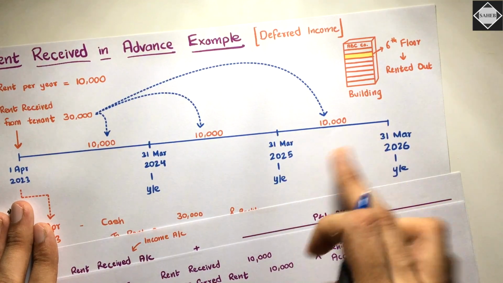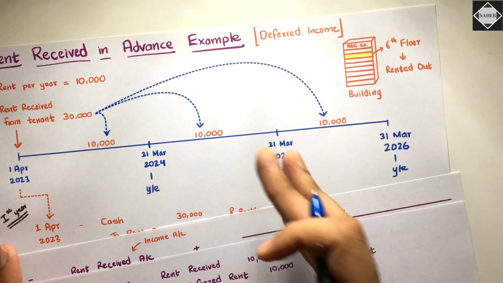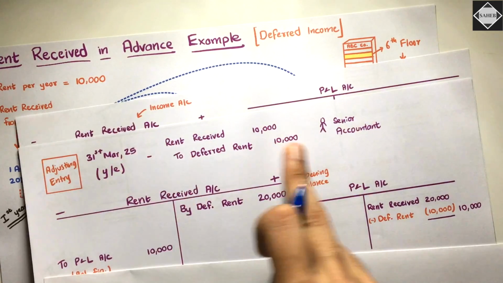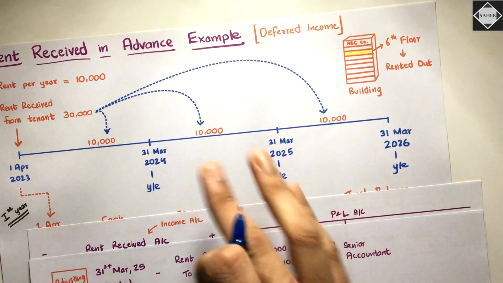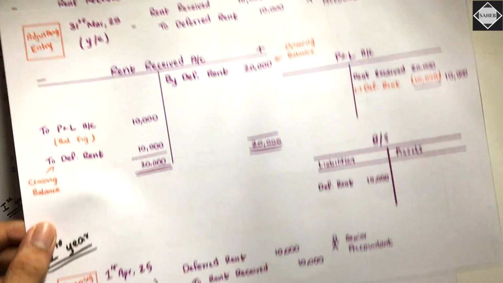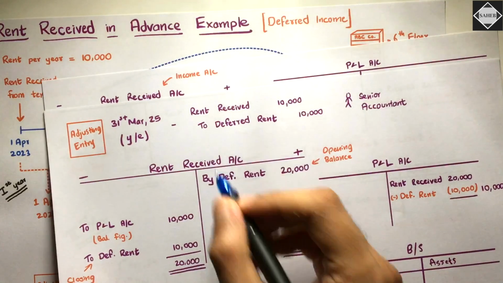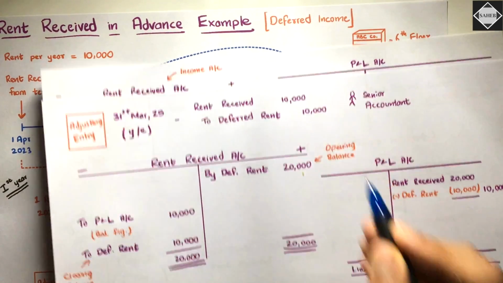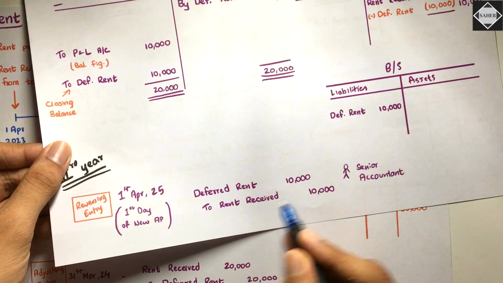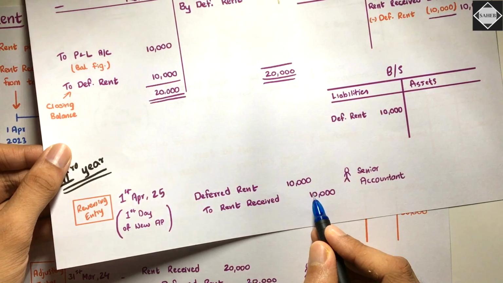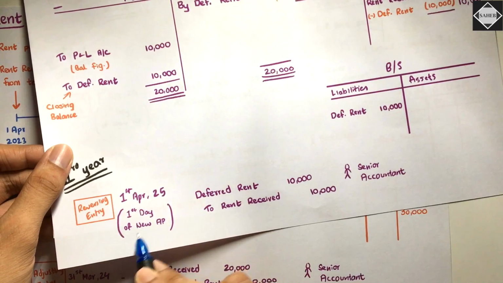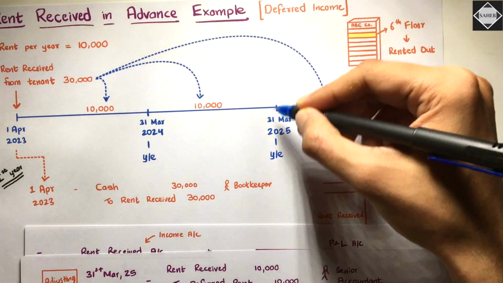And then in the third accounting period, on the first day, you have to pass the reversal entry. You pass this adjusting entry now over here. Right, the next day, you have to pass the reversal entry. Exact opposite. See here, rent received to deferred rent, 10,000, 10,000. See here, deferred rent to rent received, 10,000, 10,000. Exact opposite. 1st April 2025, first day of the new accounting period over here.